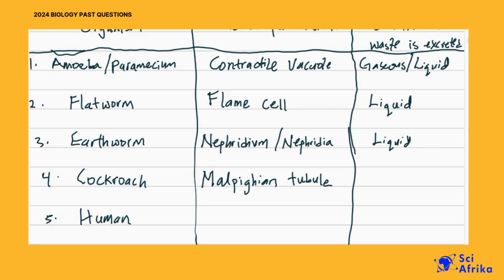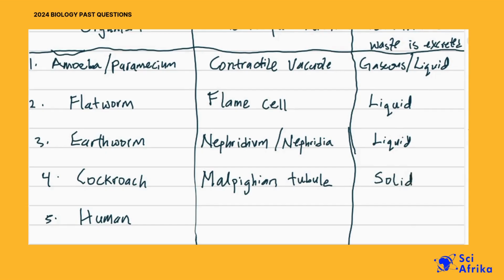So the Malpighian tubule is used by cockroaches, and cockroaches excrete solid waste. For those of us who have seen the waste of cockroaches in our house, we will observe that they are usually black and tiny, and they are solid. These are the kind of waste that cockroaches excrete, solid waste.